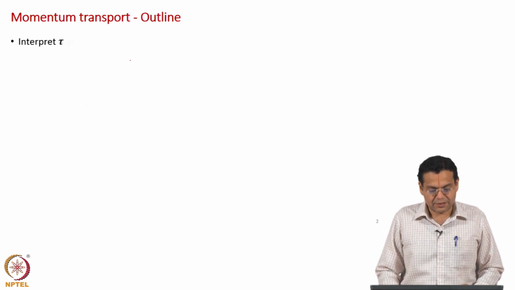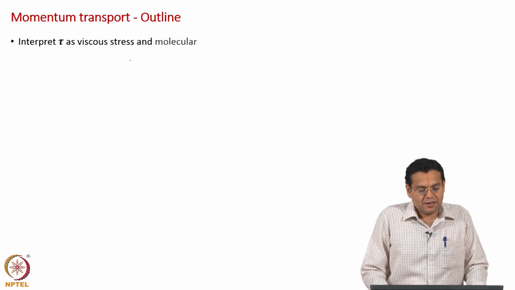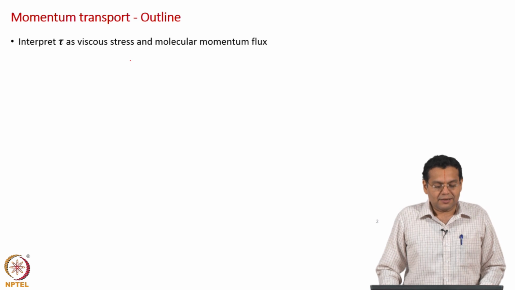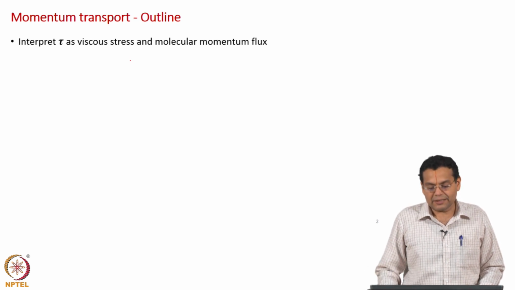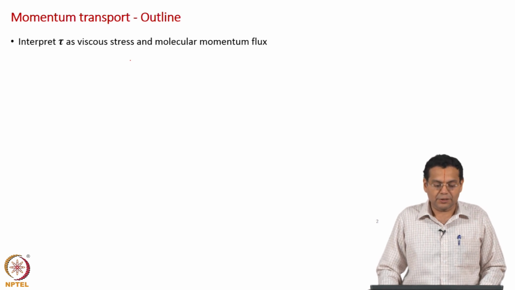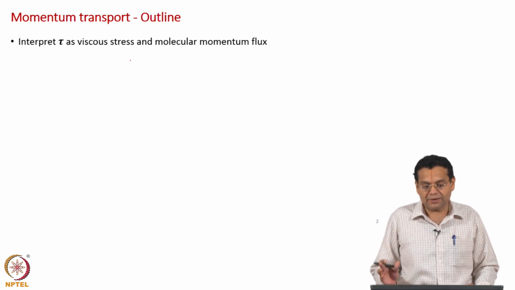Okay. Let us look at the outline. So, as usual you will understand this outline better at the end of the lecture. So, to begin with, what we are going to see is two different interpretations of tau. So far we have been looking at it as a viscous stress. Now we are going to view it from a different viewpoint, namely as a molecular momentum flux, something like duality of tau, just like we have duality of light.